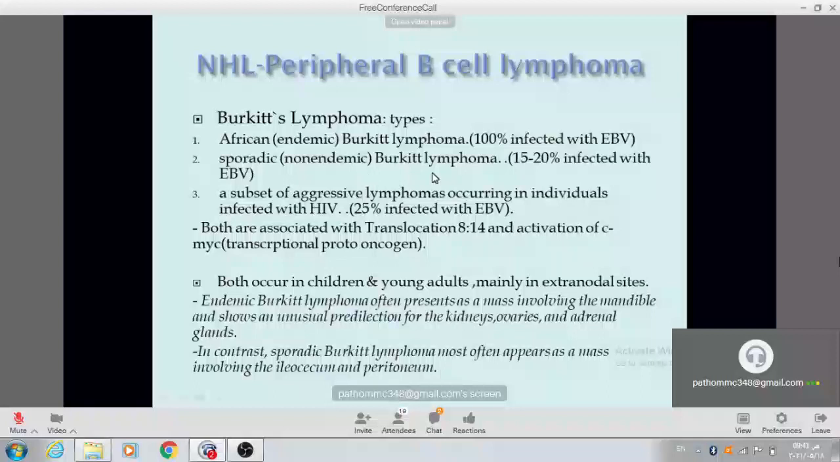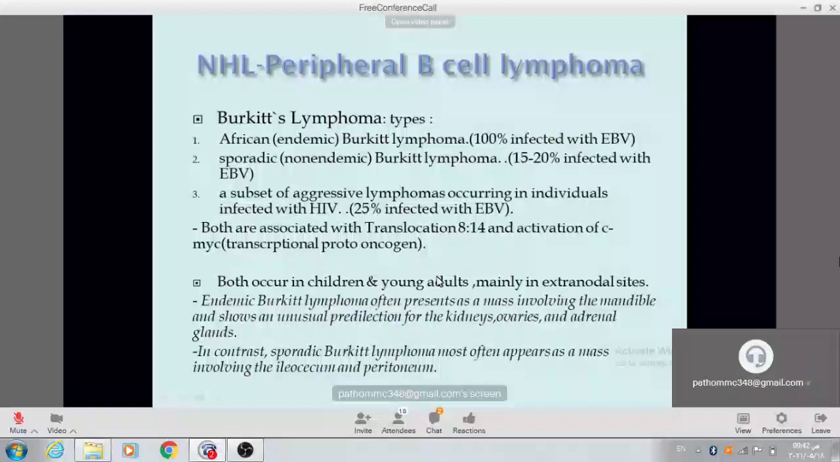In the sporadic type, which is the non-endemic type, it is usually associated with EBV in 15 to 20% of cases. We also have a third subtype of aggressive lymphoma occurring in HIV patients, which is also associated with EBV. In addition to EBV, there is a translocation between chromosome 8 and chromosome 14 involving the c-myc gene, a proto-oncogene. When this proto-oncogene is activated, it becomes an oncogene and drives the neoplastic proliferation of this lymphoma. Both types occur in children and young adults.